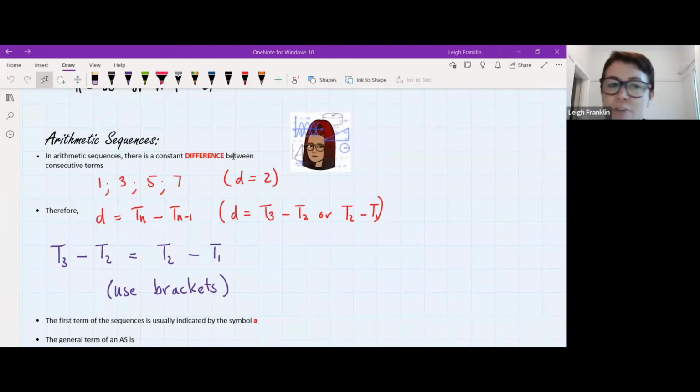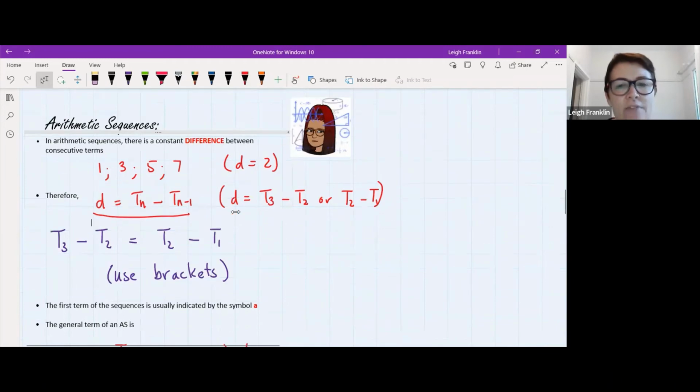So when we talk about an arithmetic sequence, there is always going to be a constant difference between consecutive terms. So for example, if we have got an arithmetic sequence like 1, 3, 5, 7, the constant difference is always 2. How we work out the constant difference is by working out term 3 minus term 2 or term 2 minus term 1. So it's always the next term minus the previous one. Normally what we see is it written like this: term 3 minus term 2 or term 2 minus term 1, right?